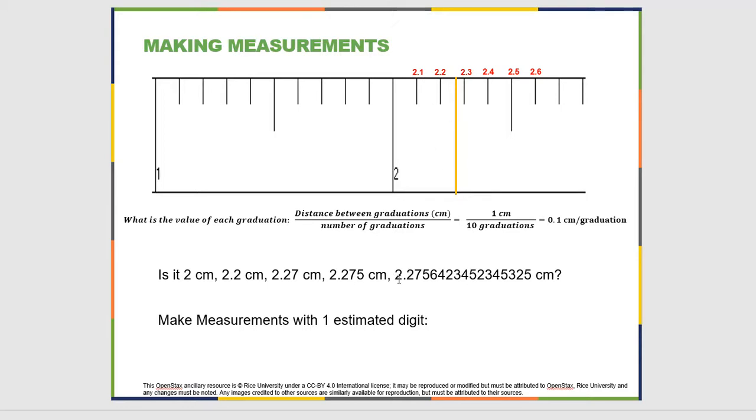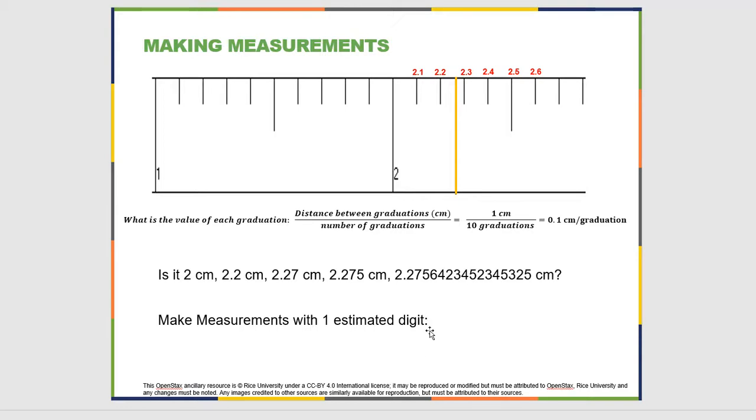Or as an extreme case, what about 2.275642345, whatever, all these digits? This is clearly ridiculous. This is the equivalent of using the laser device that I mentioned before, and we're not using a laser measuring device. We are simply using a ruler, in this case, to measure the distance. So there's a rule. The rule is 1 estimated digit. Make measurements with 1 estimated digit.